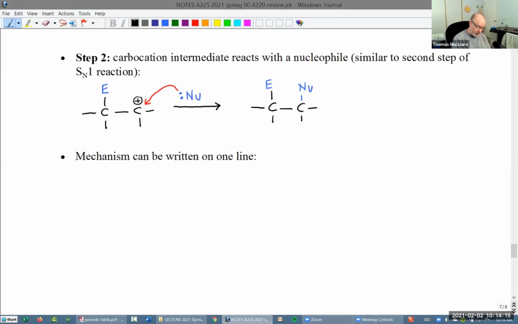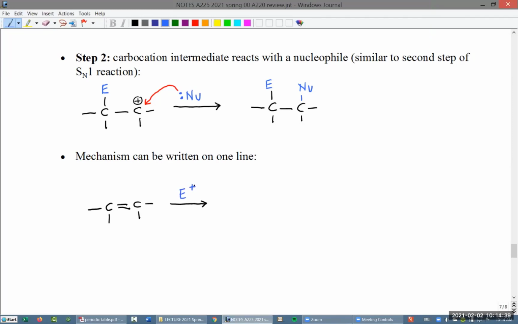And this was written as two separate steps. In fact, our textbook very often breaks mechanisms down into individual steps on each line. That's one way to do it, and some people find that easier to see. I prefer to write them as sort of an assembly line process, where all the steps are just written sequentially on one line, or sometimes you have to loop it around, but basically all in sequence.